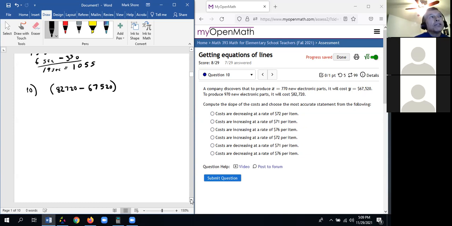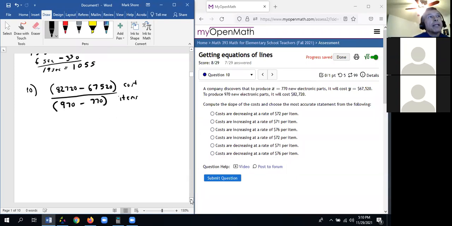67,520. So that's your cost on the top. See, this is where your cost is. And in the same order, we have to subtract off the number of items. The 82,720 was how much it cost to produce 970 of these items. And the 67,520 was how much it cost to make 770 of these items. So this was the number of items.